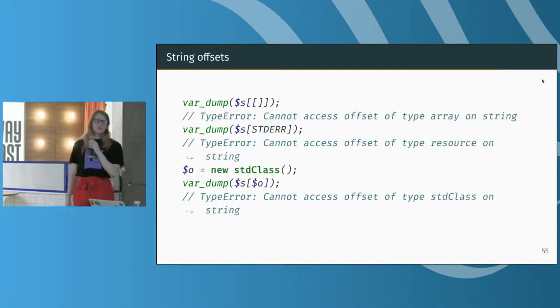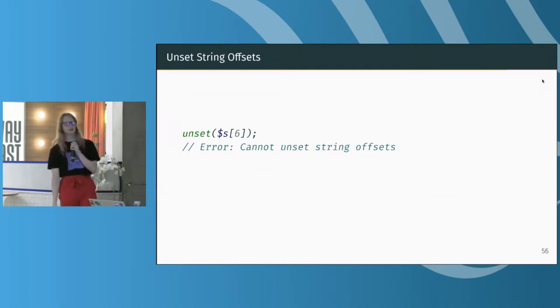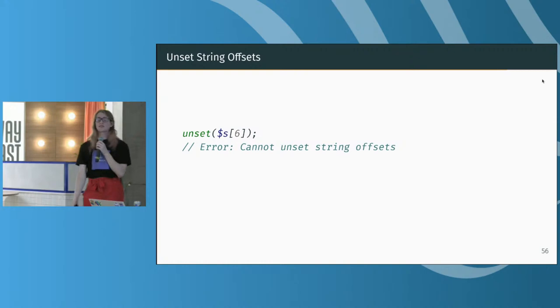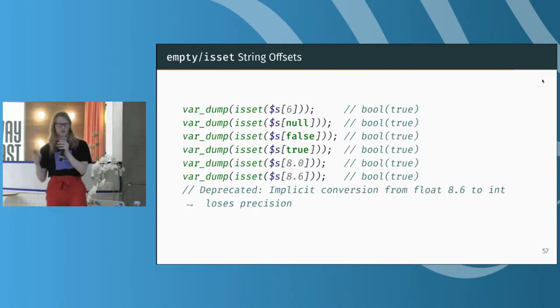And yeah, same thing with arrays, resources, objects. You cannot accept those as string offsets. You also cannot unset a string offset. That would be weird. What would be the resulting string? However, the message you get is different depending on what you're trying to do. If you're trying to access multiple offsets, then you get a different error. PHP is just slightly confused there.